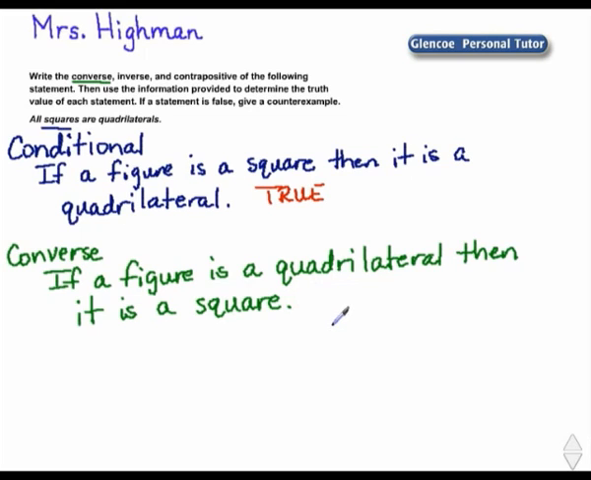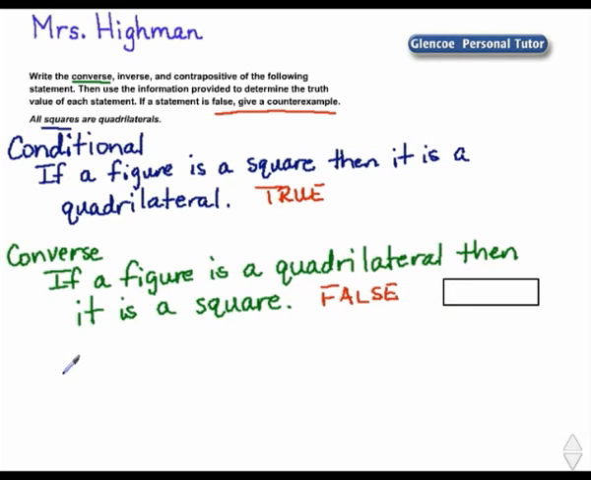So let's think about that statement. If a figure is a quadrilateral, that means if it has four sides, then it is a square. Well, that is definitely false. And since it is false, we have to give a counterexample to show that. So I'm going to draw a quadrilateral that's not a square. So this has four sides, so it is a quadrilateral, but it is not a square.